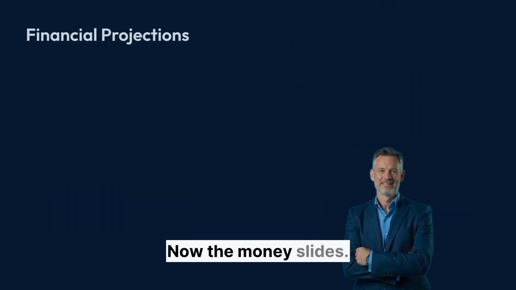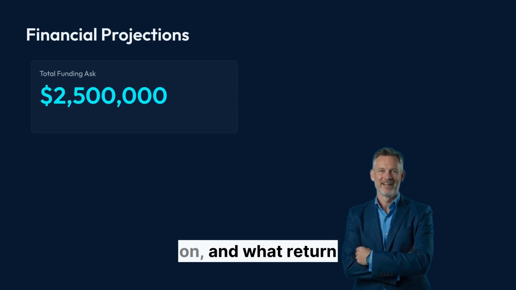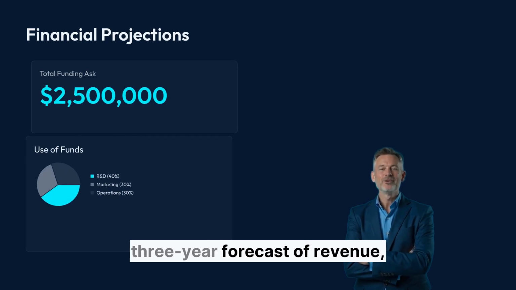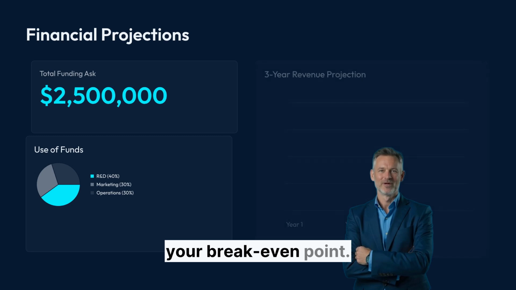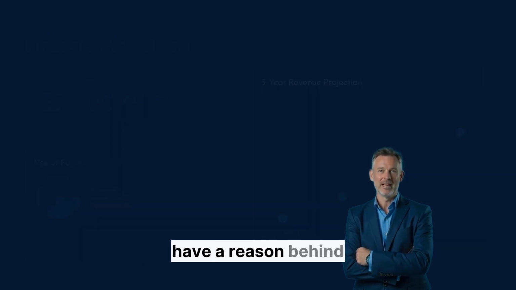Now the money slides. Investment analysis states how much funding you need, what you'll spend it on, and what return investors can expect. Then business projections, a 3-year forecast of revenue, costs, and profit, plus your break-even point. Be ambitious but defensible. Every number should have a reason behind it.